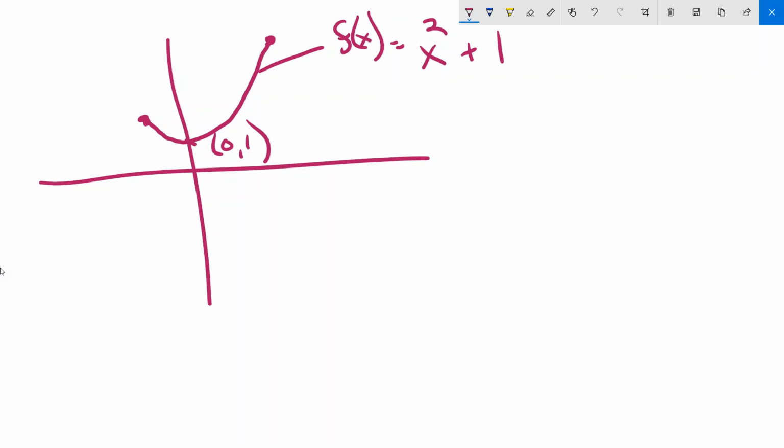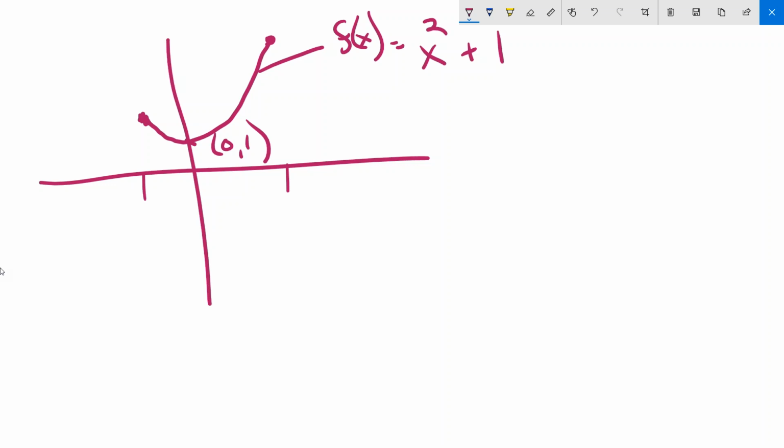Now, this function is only defined from these 2 endpoints, and doesn't go beyond that. When you see a closed dot like that, it means the function stops there. So the domain is restricted between there and there.